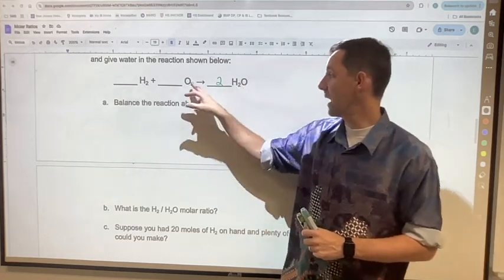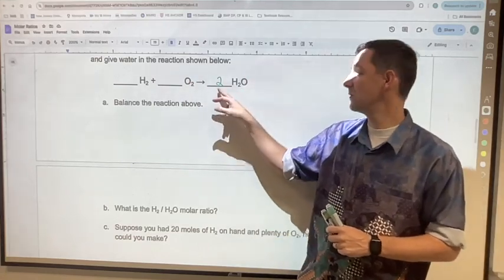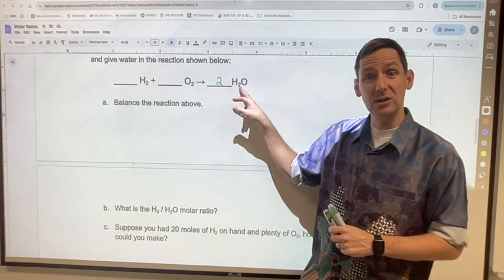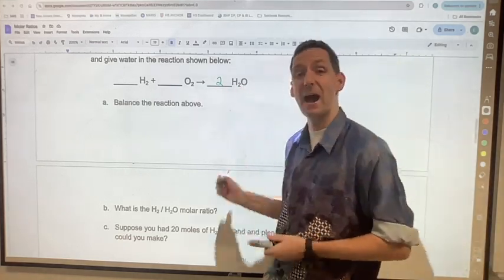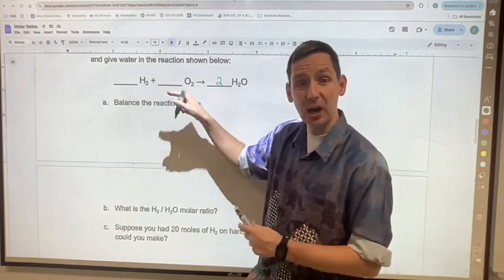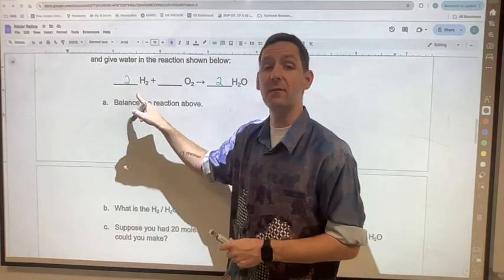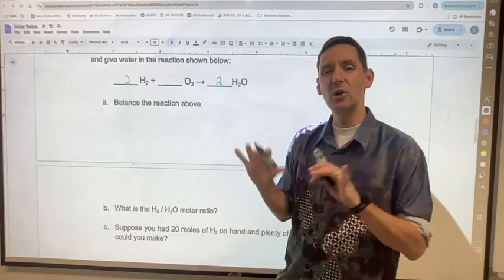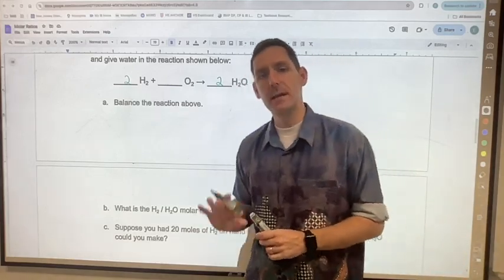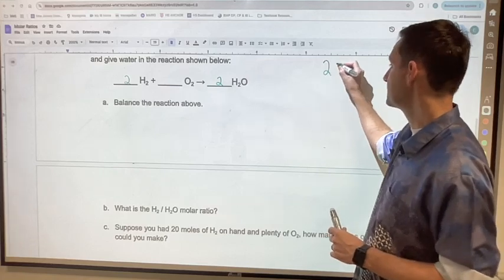Now that does balance the oxygens. I've got 2 oxygens there, 2 oxygens here, but now I do have 2 H2s. So I have 4 hydrogens there, or 2 H2s. So again, I'm going to need to go back to the hydrogen and double check that. And so I'm going to put a 2 in front of that to say that I now have 4 hydrogens over here. So 2 H2s there, 2 H2s here. Now it's balanced.